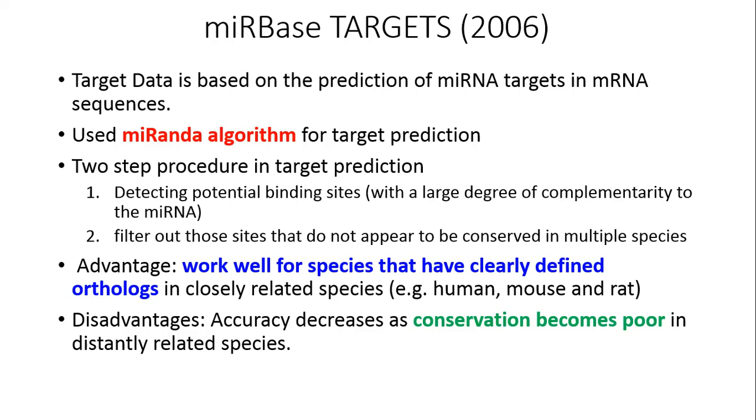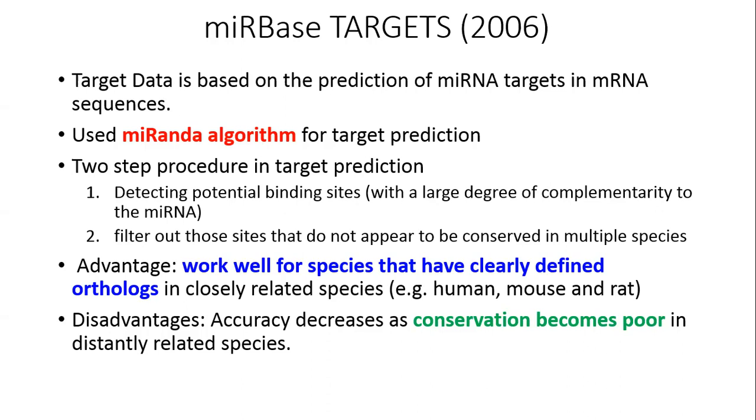The biggest advantage of using this approach was that it worked out very well for species that have clearly defined orthologs in closely related species. For example, the miRNA target sequence would be very similar in human, mouse, and rat. Why? Because all of these are mammals and all of these are primates, and therefore, in due course of evolution, less mutation might have accumulated in that particular group.